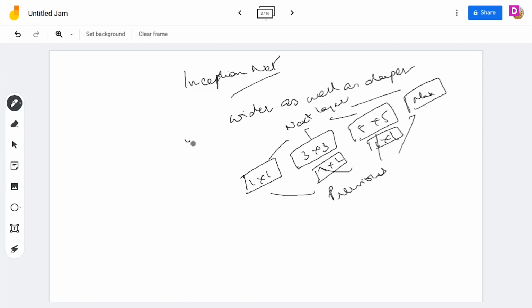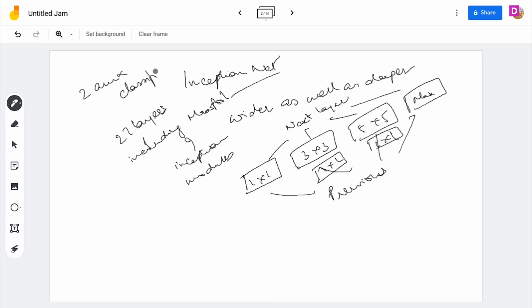It has, I suppose, 9 such inception modules, and 27 layers including max pooling, and other than that it also has 2 auxiliary classifiers. The final loss was the summation of the loss from the final softmax layer as well as the 2 auxiliary classifying layers. These auxiliary layers were only used at the time of training. They were not used for inference or testing. So this was everything about InceptionNet, and the final one we had was ResNet.